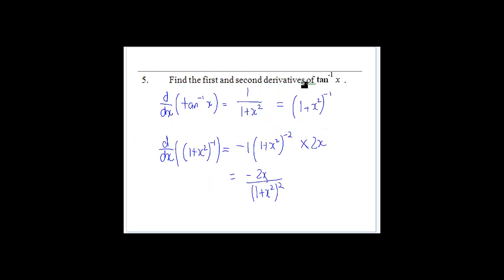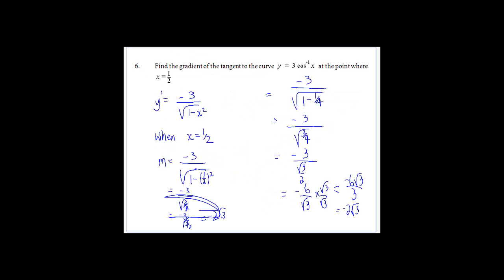First and second derivatives of this one. So the derivative of inverse tan of x is 1 on 1 plus x squared. And I'd put it as a power of minus 1 to apply the chain rule to do the second derivative. So we bring the power down, subtract 1 from the power, times by the derivative of the bracket, and that's where we get the minus 2x on 1 plus x squared all squared.